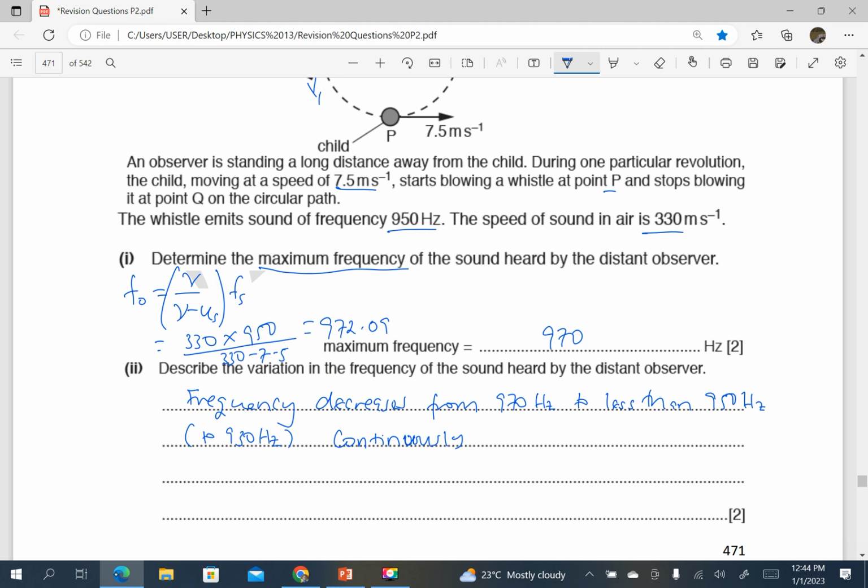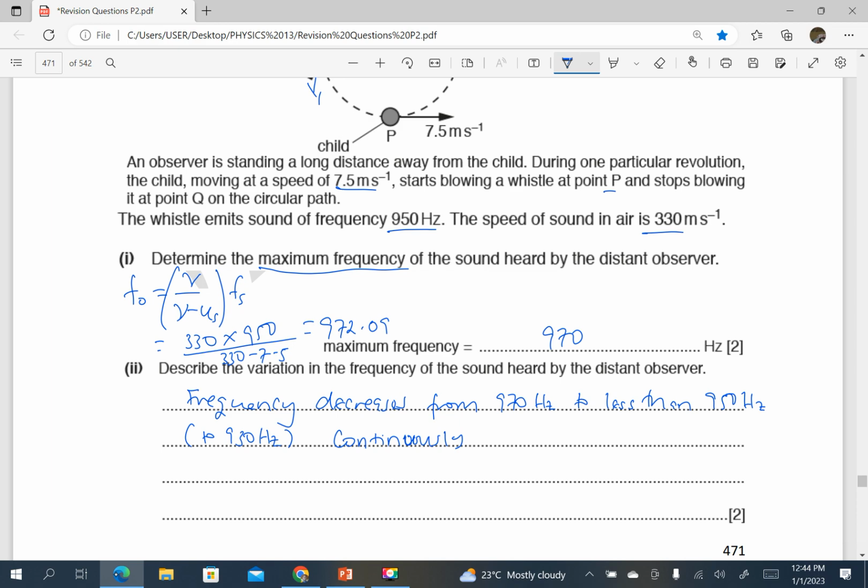That is what is going to be observed by a distant observer, because he starts blowing a whistle at point P and stops at point Q. So at point P, the frequency is 970. At point Q, the frequency will be 930. So the frequency decreases from 970 Hz to less than 950 Hz.